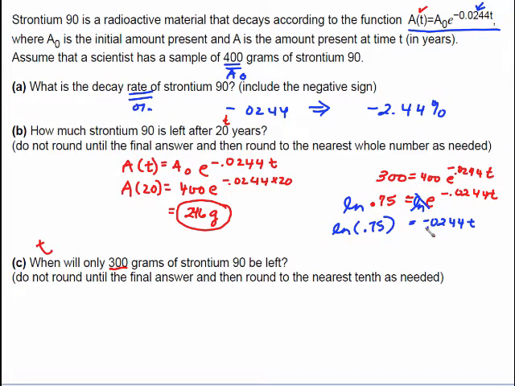Because to solve this for t, we need to divide both sides by negative 0.0244. And of course, that leaves me the t on the right side. And then I just have to use my calculator one time to do this arithmetic. When you do this ln of 0.75, be sure when the calculator gives you the front parenthesis that you remember to type in the back parenthesis. Otherwise, you're not going to get the right answer. And this will be 11.8 years, rounded to the tenths place as requested.